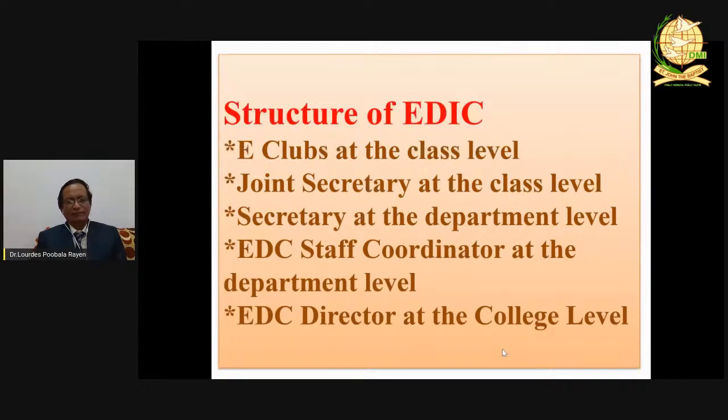And at the college level, we need to have a director for the EDC alone. In Francis Xavier Engineering College, we have a director. I am the director of the entrepreneurship development cell in my college. This structure is not static. You can create it according to your need, according to your convenience. But we need to create a structure for the entrepreneurship development center.